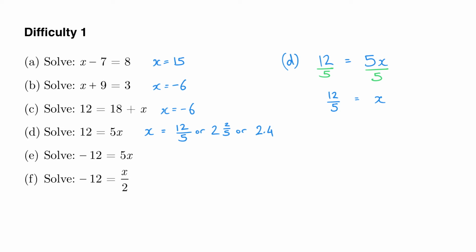Question E is almost exactly the same, except we have a negative there. So we're saying negative 12 equals 5x. Pause the video and see if you can have a go at this one for yourself.